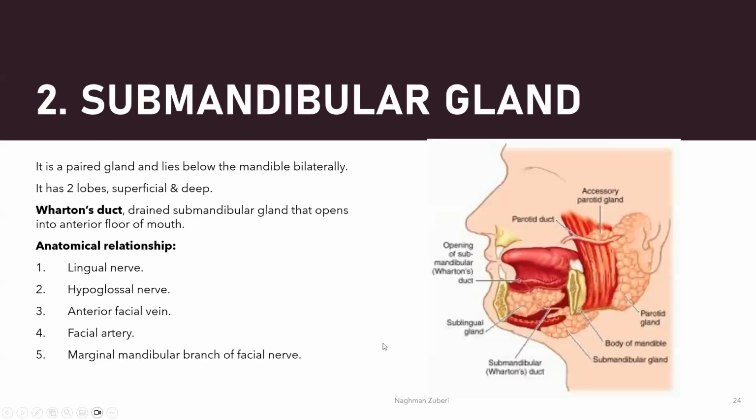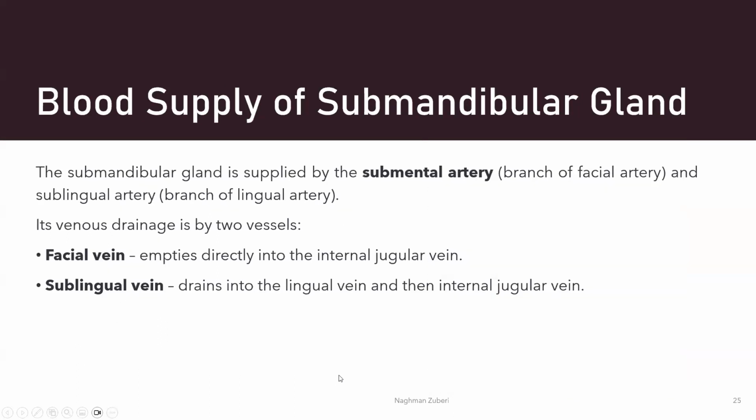Submandibular gland. It is a paired gland and lies below the mandible bilaterally. It has two lobes, superficial and deep. Wharton's duct drains the submandibular gland. Keep in mind there is a difference between Wharton's tumor and Wharton duct. It is Wharton duct. Wharton's duct drains the submandibular gland and opens into the anterior floor of the mouth. Anatomical relationship to lingual nerve, hypoglossal nerve, anterior facial vein, facial artery, marginal mandibular branch of the facial nerve.